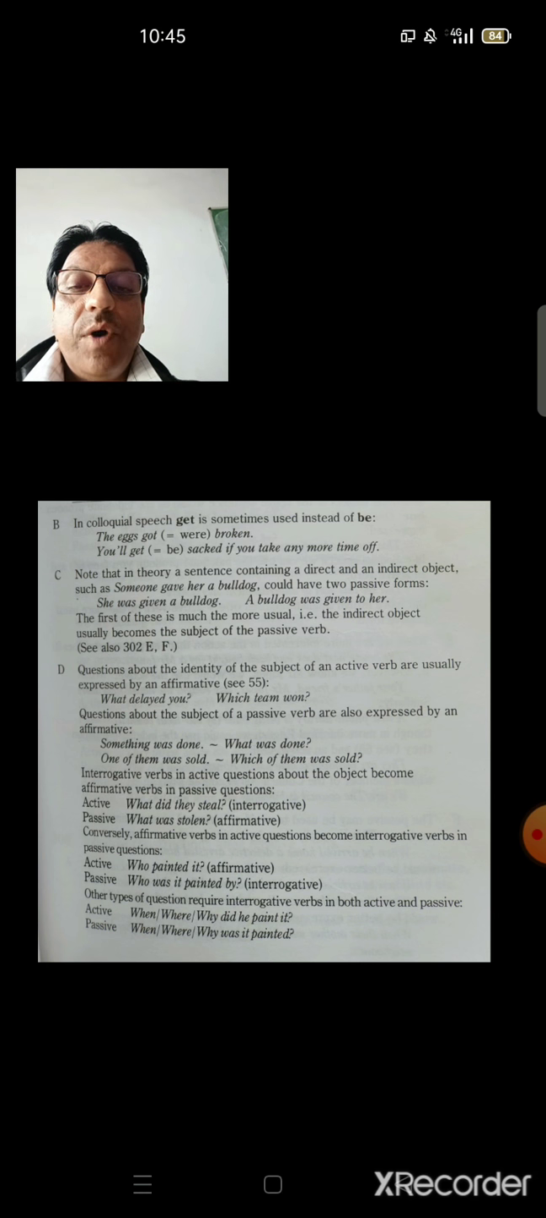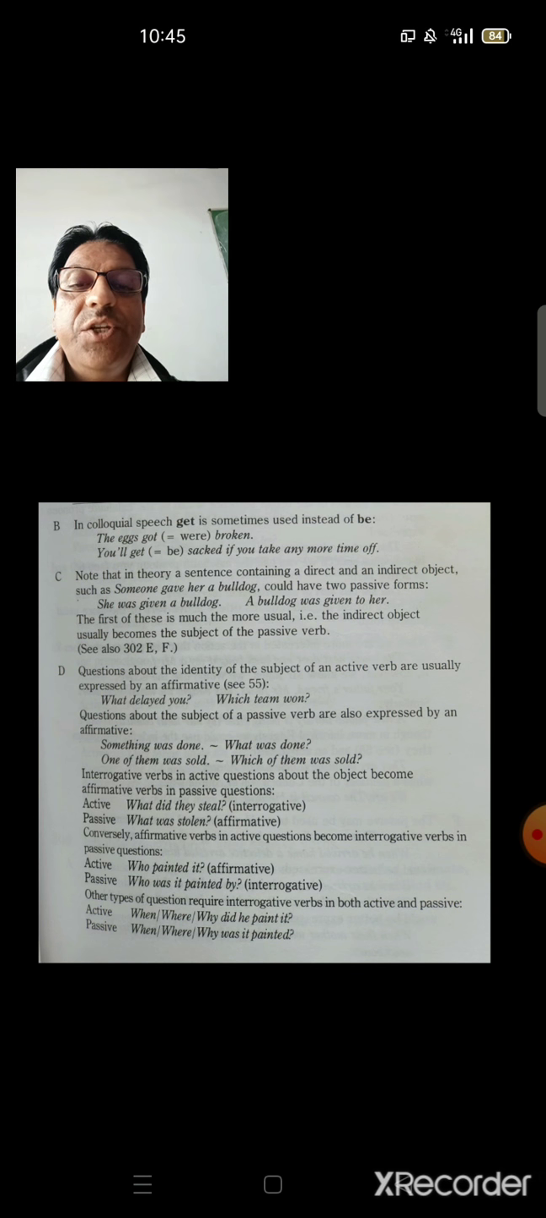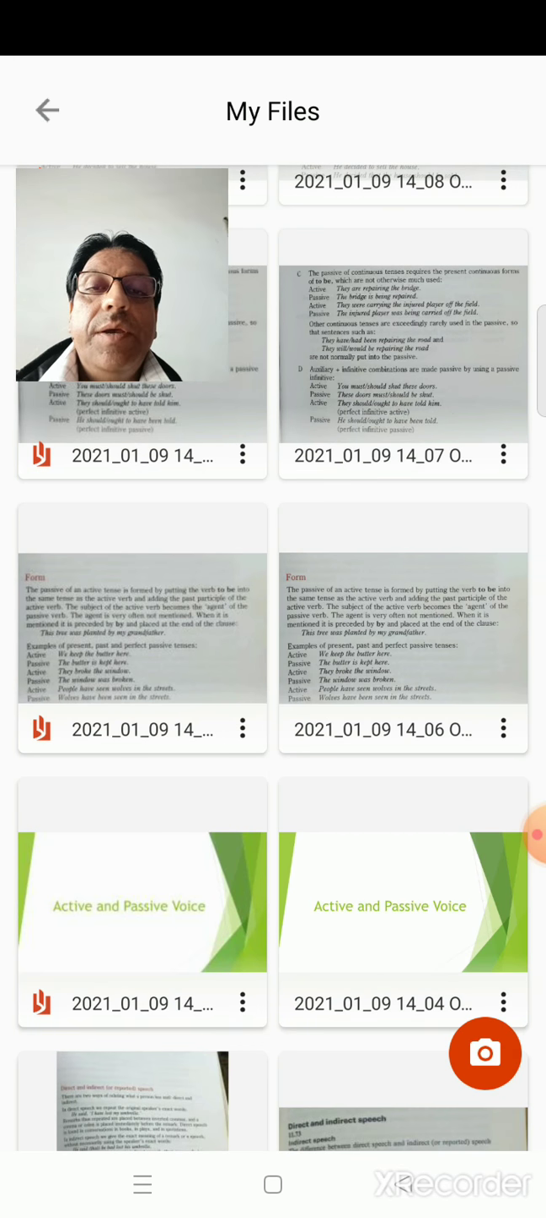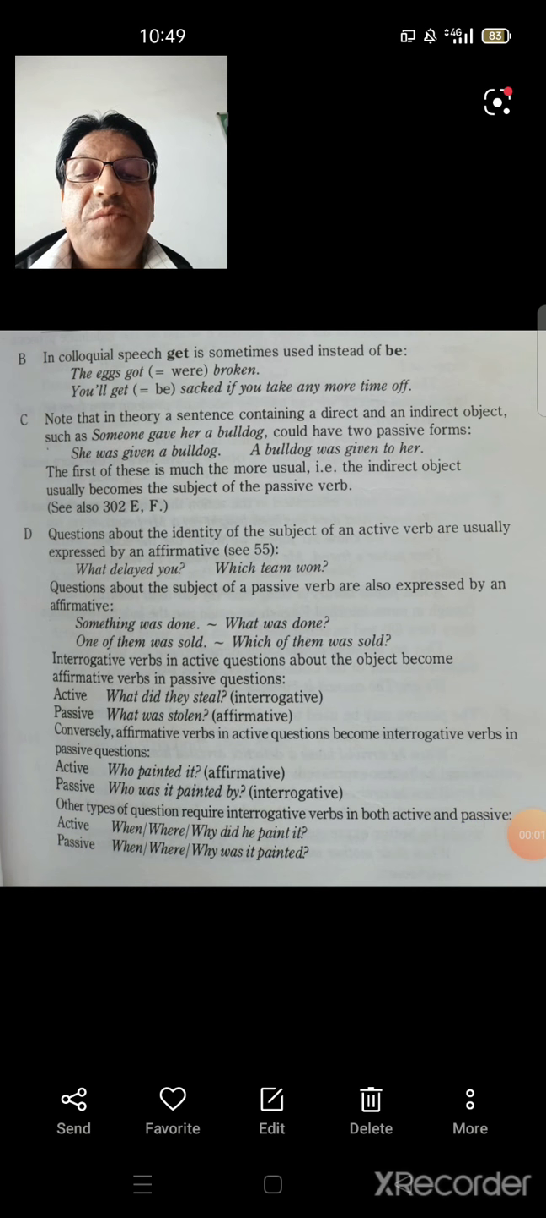Next is the case of questions. What delayed you? So what were you delayed by? Then with the prepositions. Next we have the passivization for interrogation. For example, what did they steal? So what was stolen? Who painted it? Who was it painted by? So these are the examples of interrogatives.